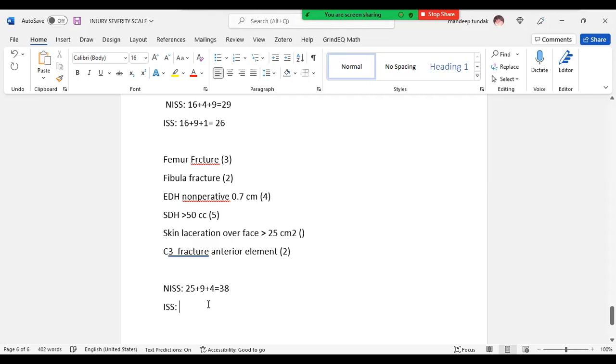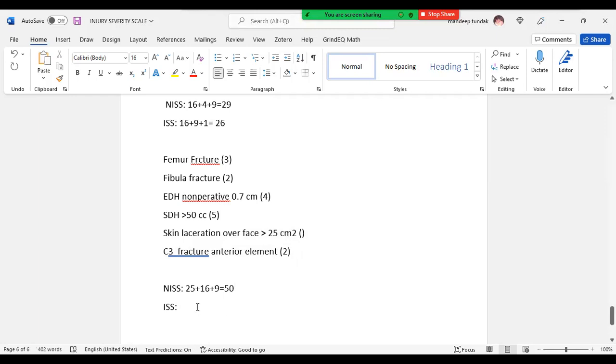Sir, why not take the EDH? SDH? Okay. Sir, I will tell you. In NISS we'll have to take SDH and EDH separately, sir. So it will be 25 plus 16, 5 square plus 4 square. Plus 9. So this will be the exact, Karan. Here you have missed it. Okay, so the score will be 50.